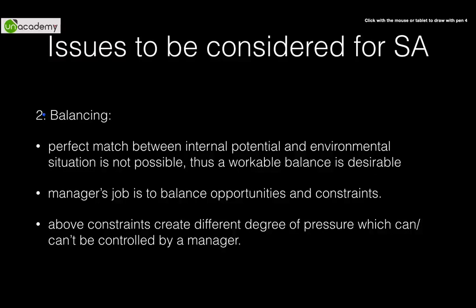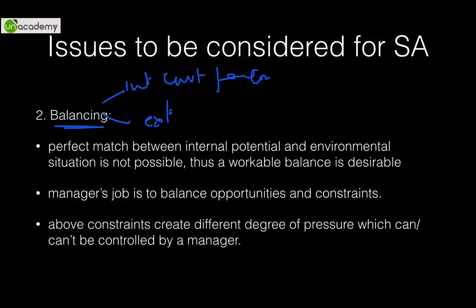Coming to the second issue, which is balancing. What do we need to balance? We need to balance our internal environmental factors and external environmental factors. These are to be balanced. Whatever is internal to us, our potential to realize anything which is big, and the environmental situation, that is the external factor. Both of them should maintain a balance, or if they can't, then we maintain a balance. So, the second issue is balancing.